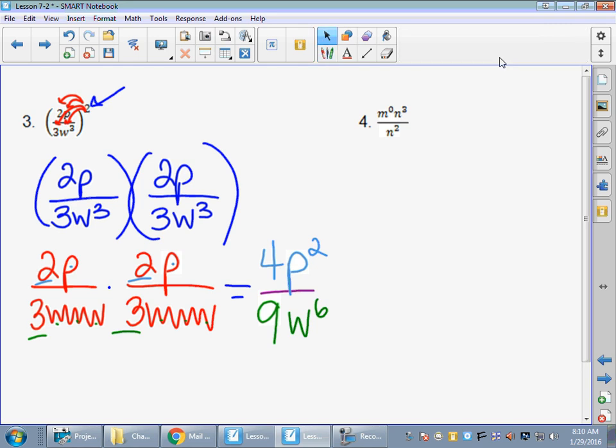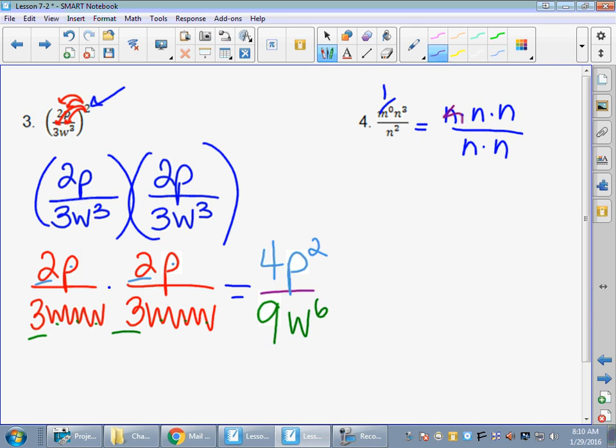Number 4 is short and sweet. Do you see my trick in number 4? What's anything to the 0 power? Just a 1, right? That's the only thing that gets taken care of, though. There still are n's. So if I've got n times n on the top, n squared on the bottom, I'm going to cross out 2 pairs of n's. So I'm saying that my answer for number 4 is just 1n or n. Remember, I'm never going to write the 1, but I know that that m to the 0 became a 1.